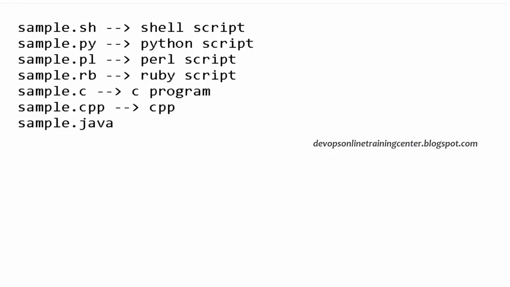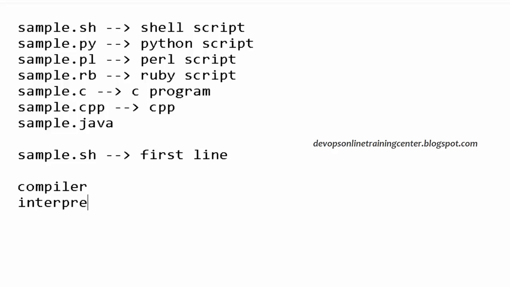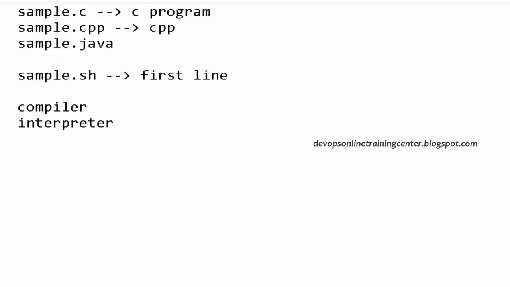So what is the first line in a shell script and how do we execute a shell script? There are two kinds of programs. When you write a program and you compile it, there are two things: one is the compiler, the other is the interpreter, to execute a program.